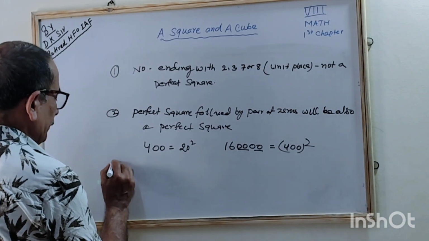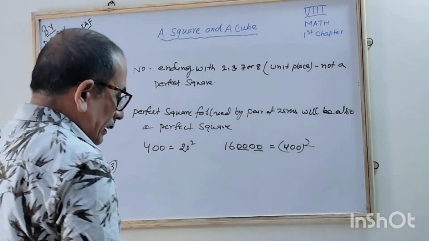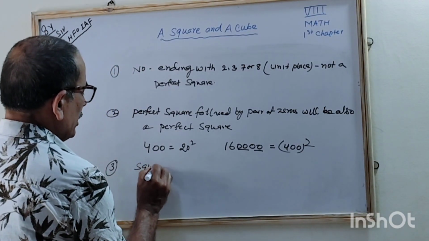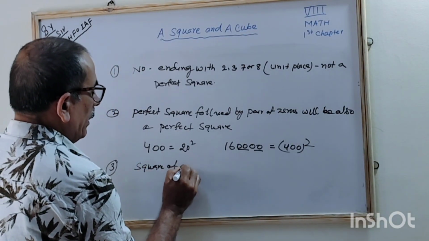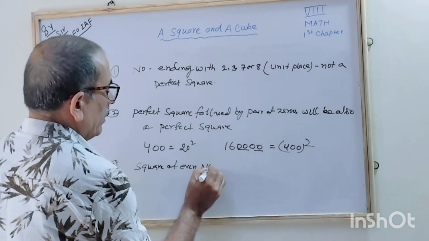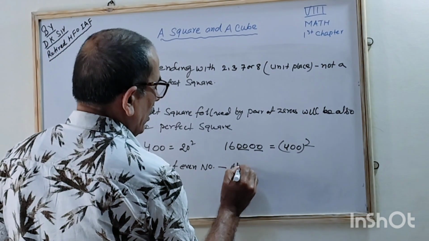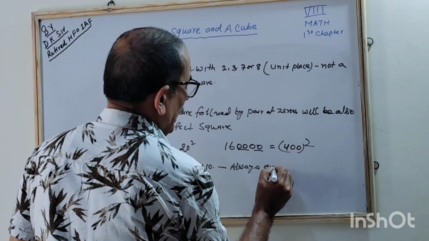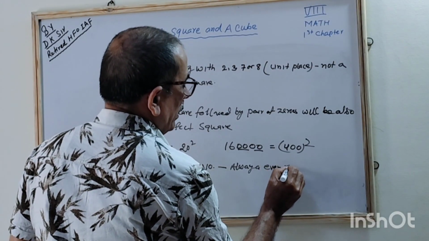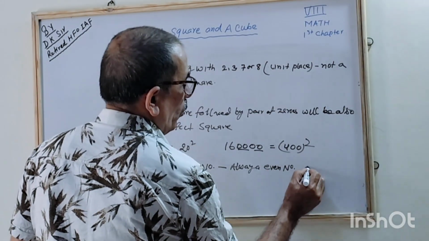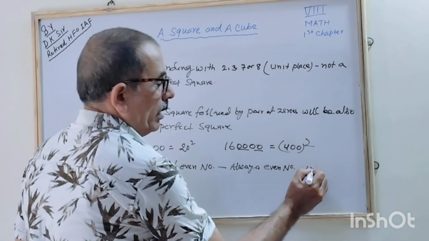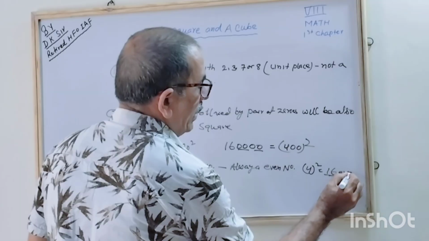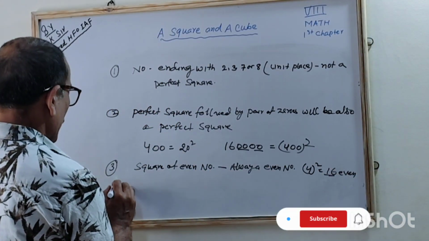The rule number 3. What is the third property? The square of an even number will always be an even number. For example, 4 is an even number. When you square it, it becomes 16, which is also an even number, correct?